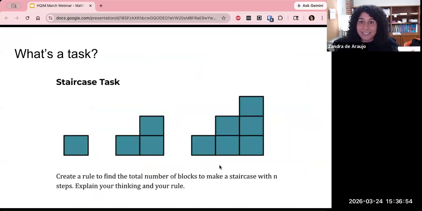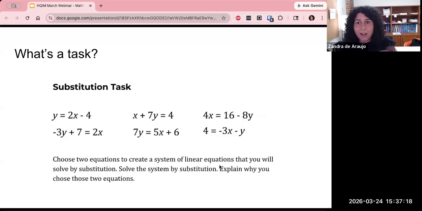So I say tasks, and people might think of tasks in different ways. So this is an example of a task. What I mean by task, it's just a segment of a classroom activity that students are engaging with to learn something. So here's a classic task. It's called the staircase task. You've probably seen it before. This is an example of something that could be called a task. This is also an example of something that can be called a task.